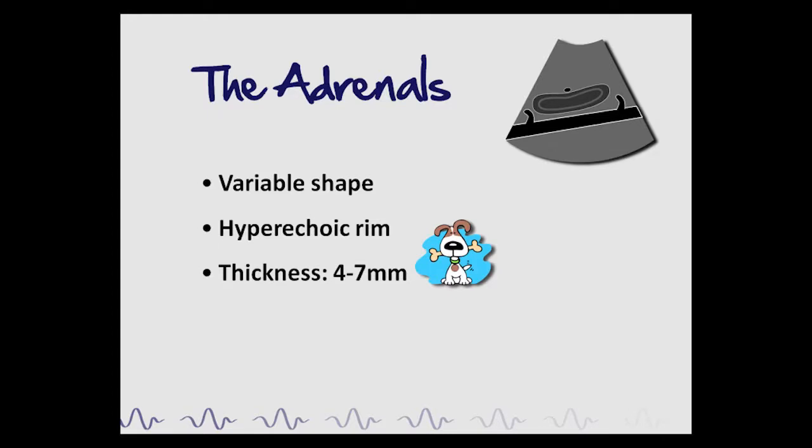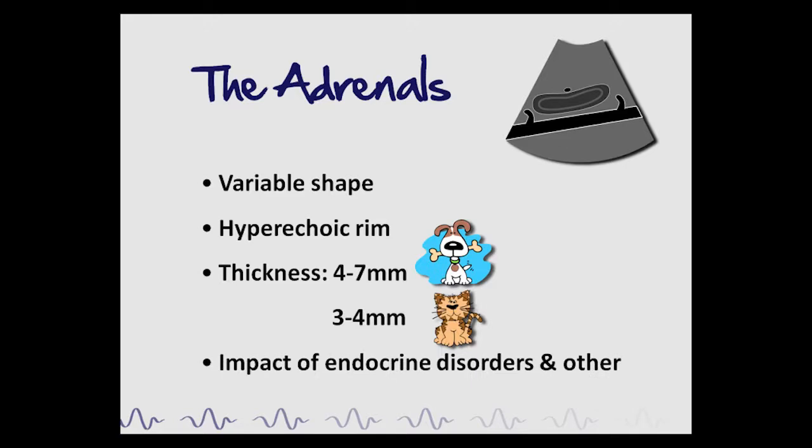Normal adrenal glands vary between 4 and 7 mm in dogs and between 3 and 4 mm in cats. The impact of the different types of endocrine and other disorders on the adrenals must be understood when examining these glands and interpreting their size.